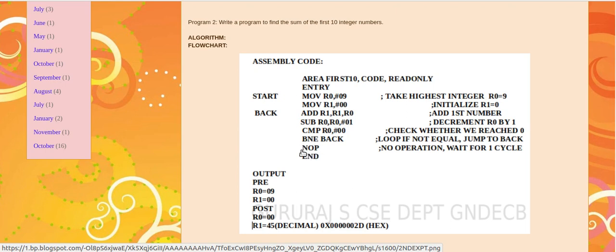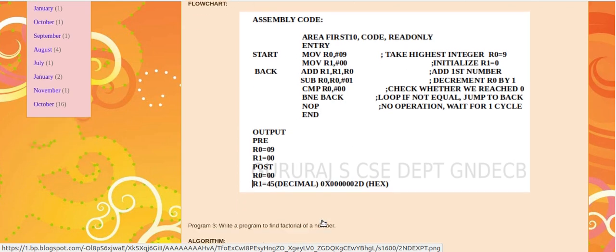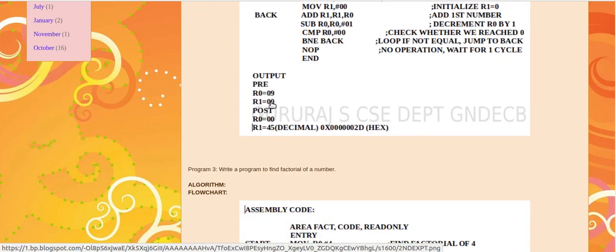Then we have a NOP here, which again I use in every program to show that we are ending the program. At this point you can check all the registers. Again you can see pre, before the execution of the program, and post, after the execution of the program, what you get in the result. If you add 0 to 9, in decimal it is 45, in hexadecimal it is 2D.